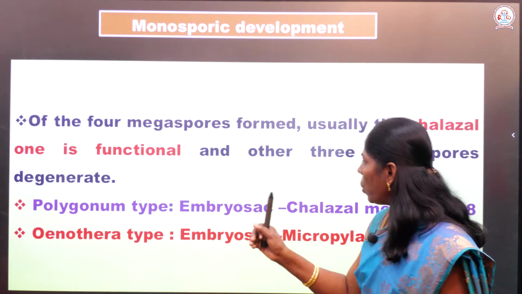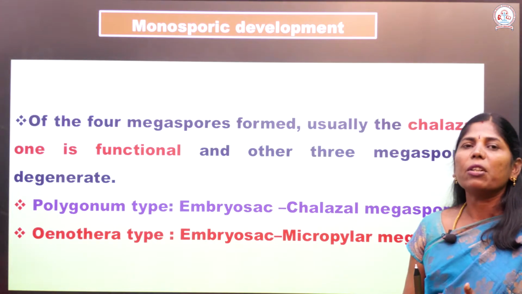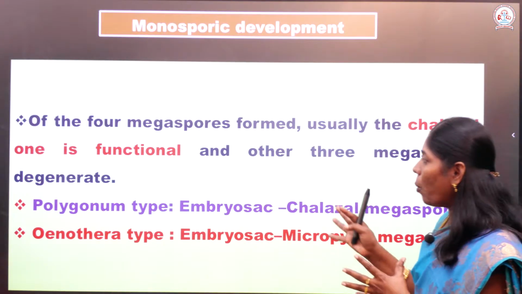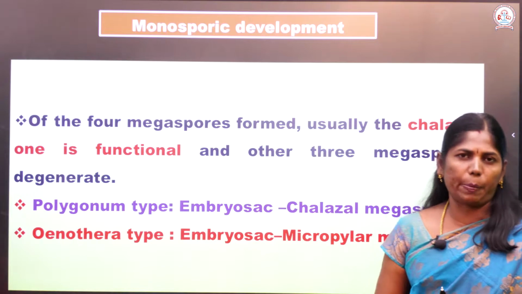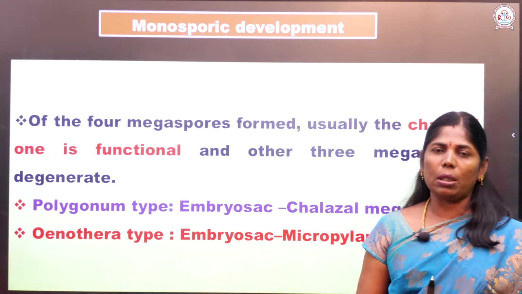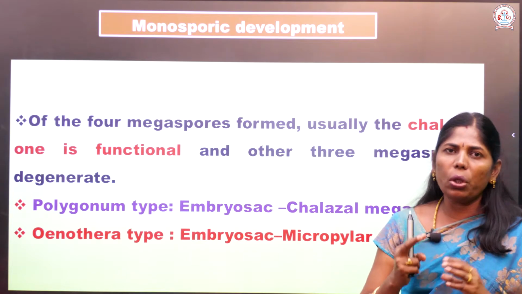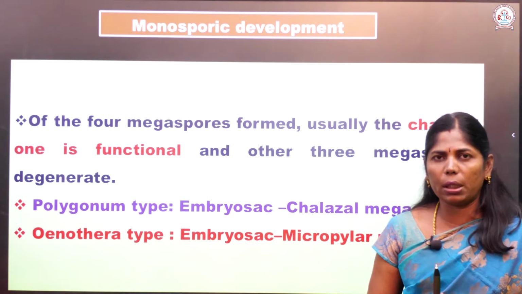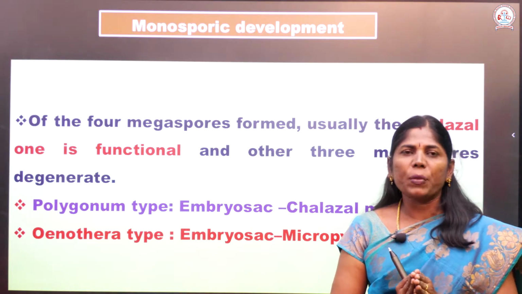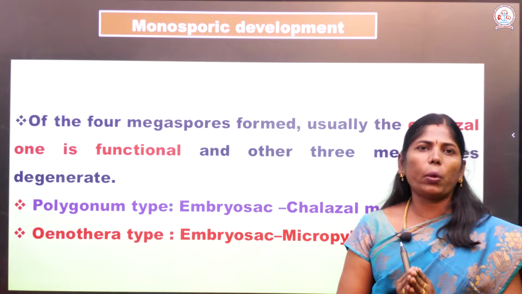One is the Polygonum type. Here the embryo sac develops from the chalazal megaspore. The functional megaspore is at the chalazal end. How many nuclei are there? It has 8 nuclei. In the Polygonum type there are 8 nuclei but a 7-celled stage, because the 2 central nuclei fuse together to form a single cell. So a 7-celled stage and 8 nuclei are the characters of the Polygonum type.